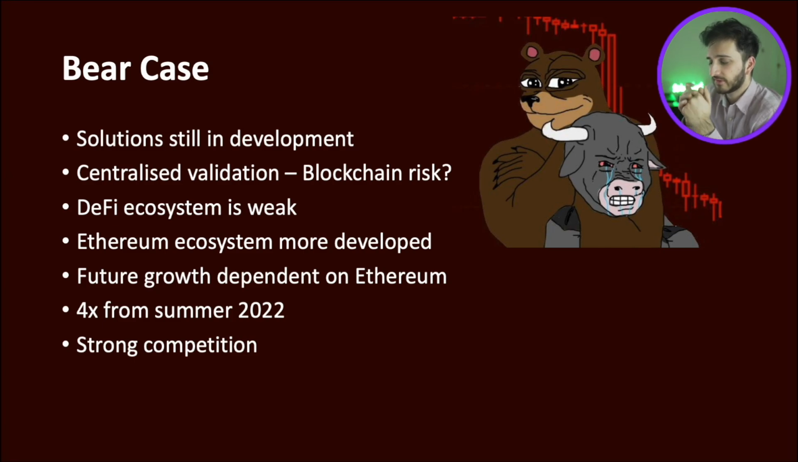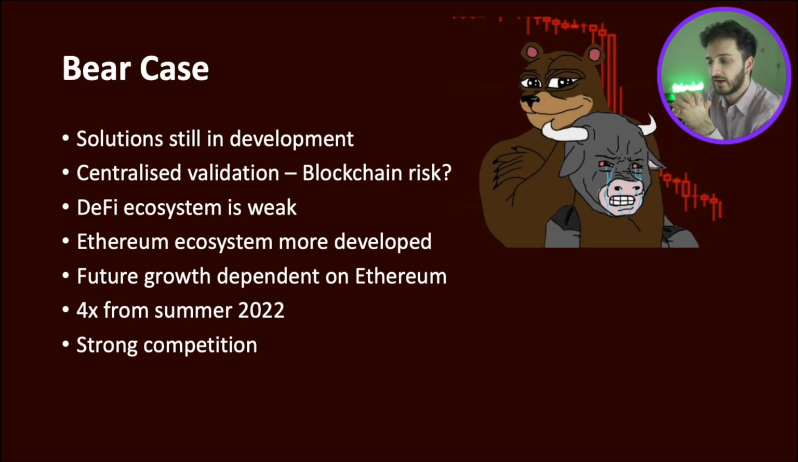Because Polygon is so deeply connected with Ethereum, is its future growth dependent on Ethereum's growth? I think that's another thing to consider as well. In addition, the price is 4 times up from the summer lows. You won't find many coins in the top 100, top 50 that are 4x up from the summer lows. So, yes, I've probably got some bias there, and I probably need to get rid of that bias, but it does play in my mind as well.